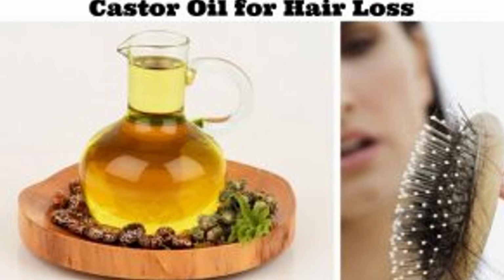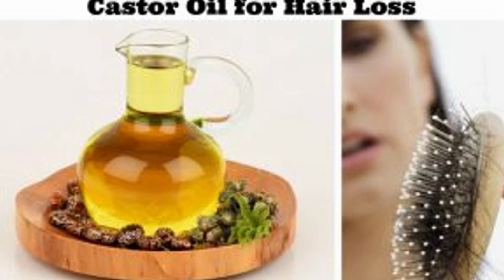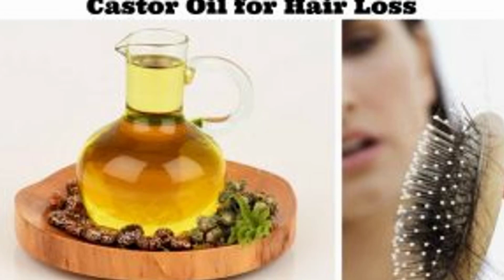7. Castor oil and white iodine rub. Iodine kills the fungus that damages hair follicles, and its powerful antimicrobial properties help to fight off scalp infections, which results in hair fall. Wash your hair and dry your scalp thoroughly. Dip a cotton ball in castor oil and squeeze out the excess oil.